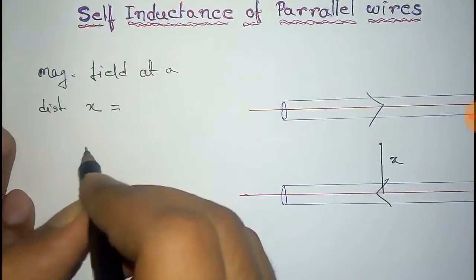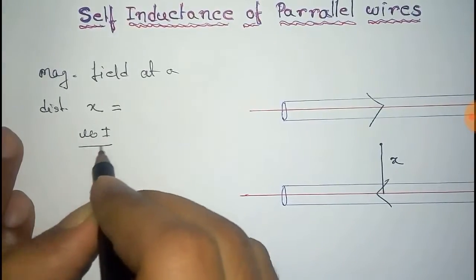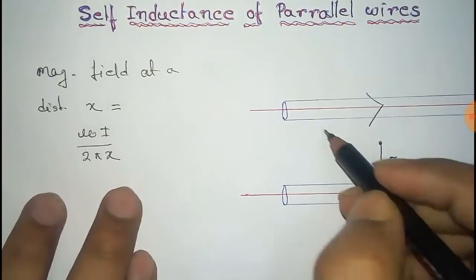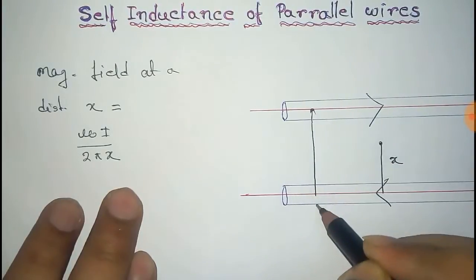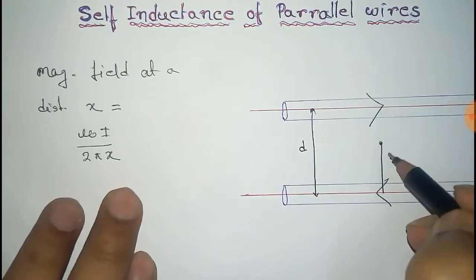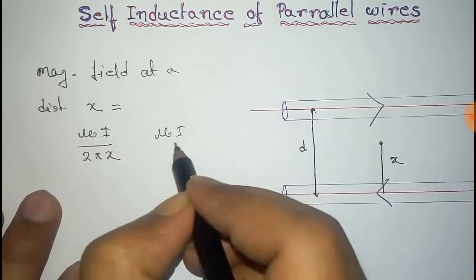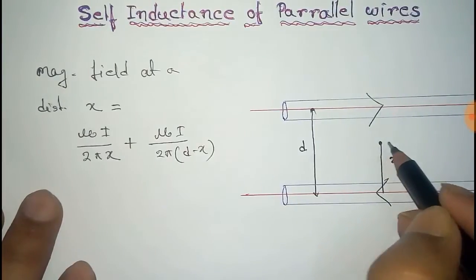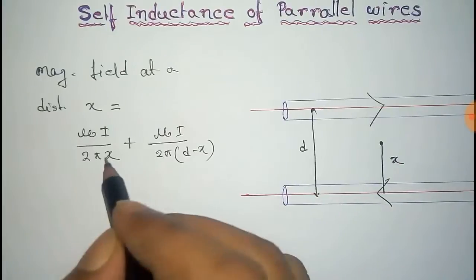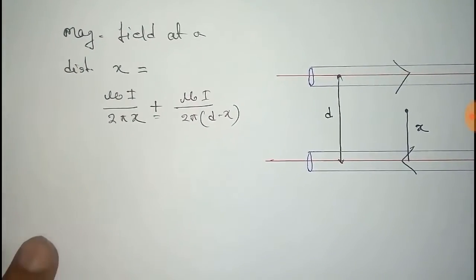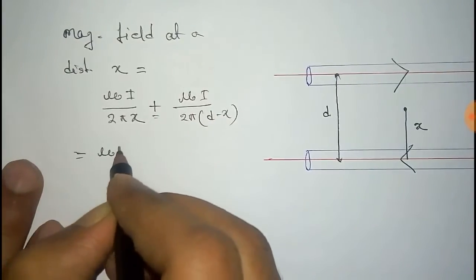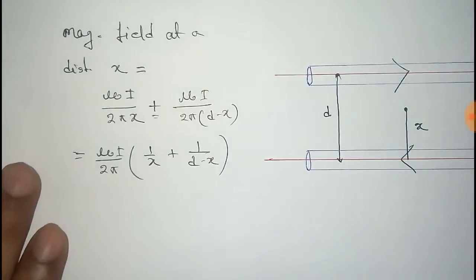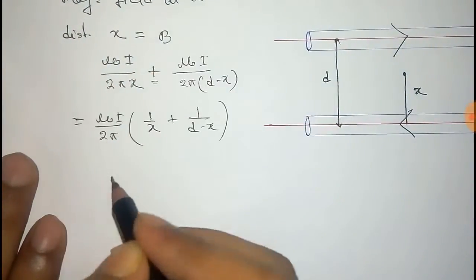equal to mu naught I by 2 pi x, and there will be a magnetic field for the second wire. If the total distance is d, then this distance is d minus x. So due to the second wire, the magnetic field will be mu naught I by 2 pi (d minus x), and there will be a positive sign because the direction of each magnetic field is the same, so that is plus there. Now that's equal to, we take mu naught I by 2 pi common, and that's equal to B.